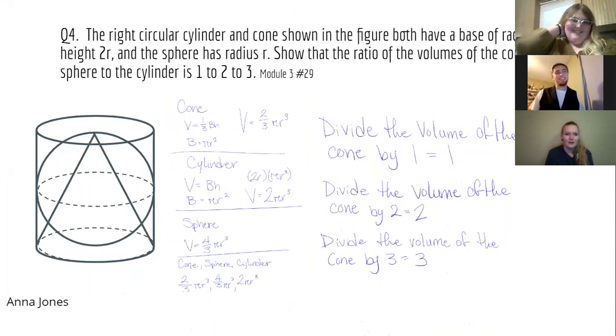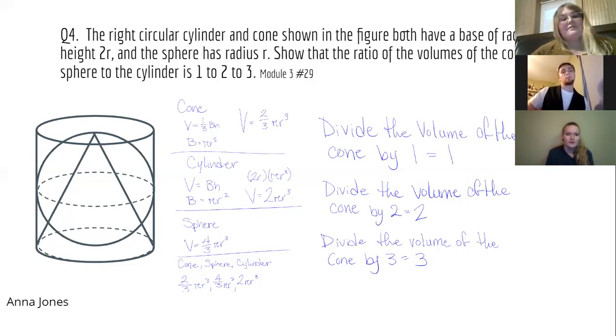So here we're going over module 2, question 4. And here we have a cylinder and a cone that both have the base radius of r and the height of 2r. And then we have a sphere that has a radius of r. So we're going to show the ratios of the volumes of the sphere to the cylinder, or show that they are a 1 to 2 to 3 ratio.